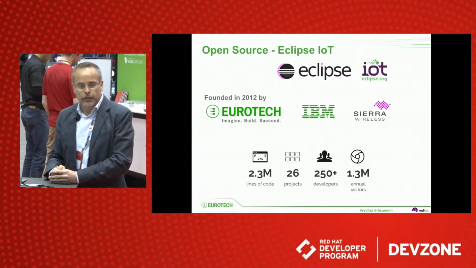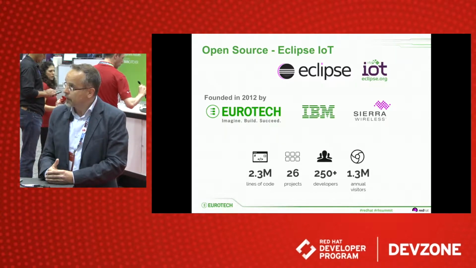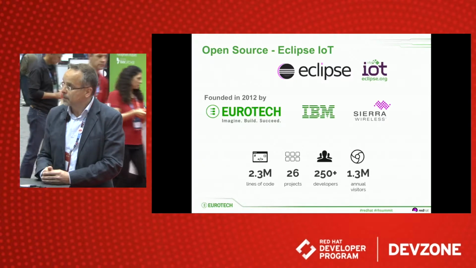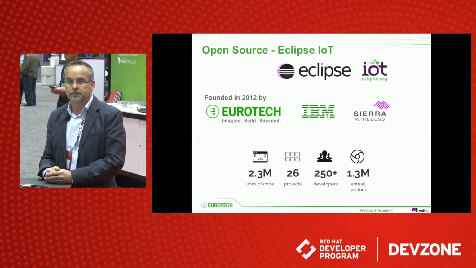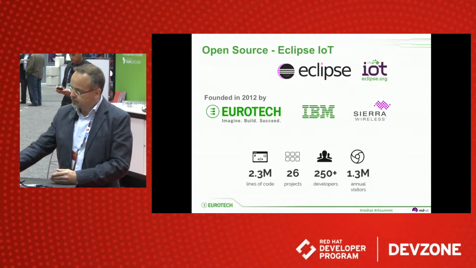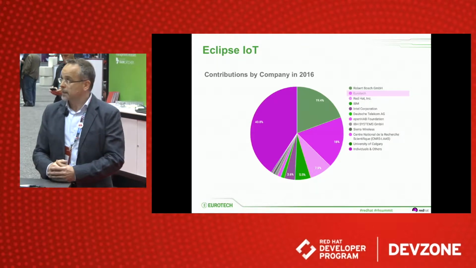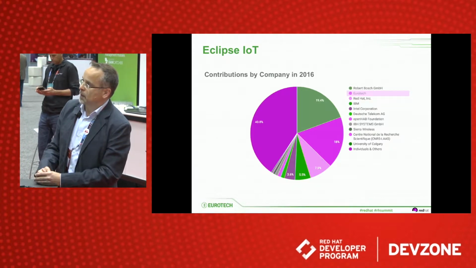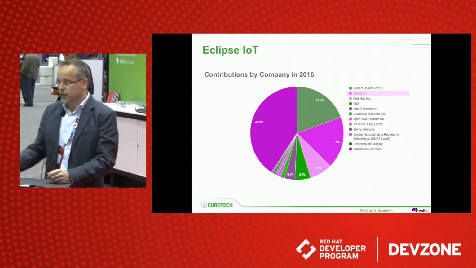These two projects are inside the IoT Working Group of Eclipse. The IoT Working Group was founded in 2012 by 3 companies: Eurotech, IBM, and Sierra Wireless. You can see that it is one of the most active projects inside the Eclipse community. Here are the code contributions, and you see that Eurotech, together with the open group of communities, is definitely one of the biggest contributors to the IoT Working Group at Eclipse.